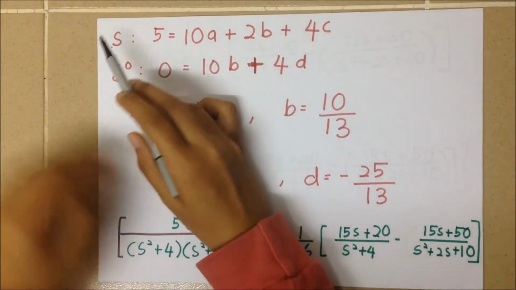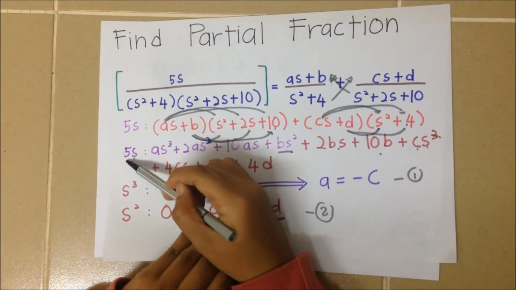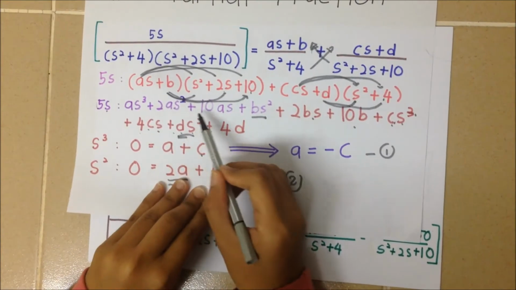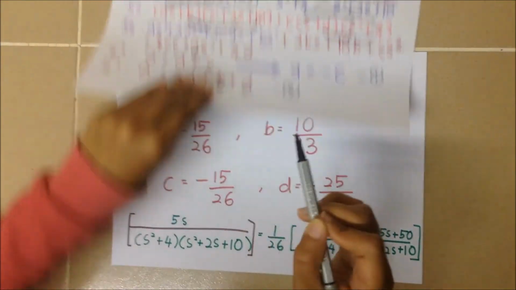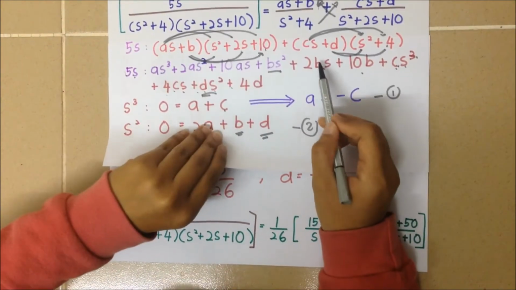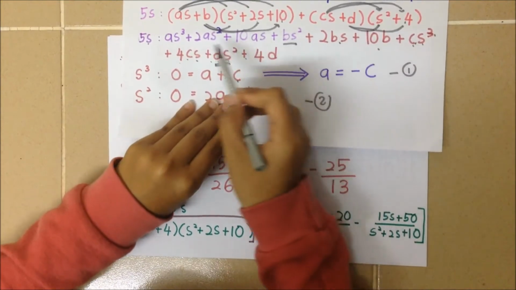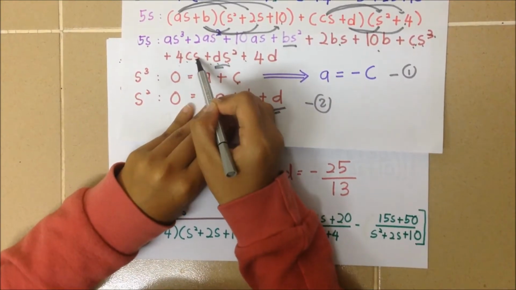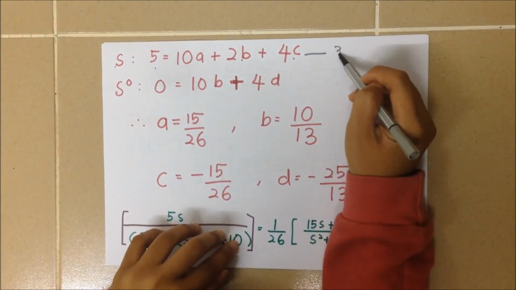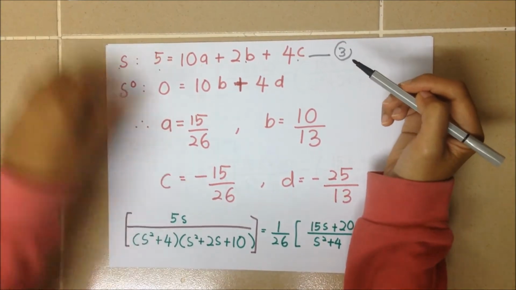S kuasa 1, untuk yang ni ada S kuasa 1. So kita keluarkan 5 ni. 5 equal to, kita jalan-jalan jumpa 10 AS. Kita keluarkan 10. Lepas tu kita jalan-jalan lagi jumpa 2B. Kita keluarkan 2B. Lepas tu kita jalan-jalan lagi jumpa 4CS. Kita keluarkan 4C. Okay dah. Ni dah settle ni untuk 3. Equation 3. Lepas tu untuk S kuasa kosong ada juga.